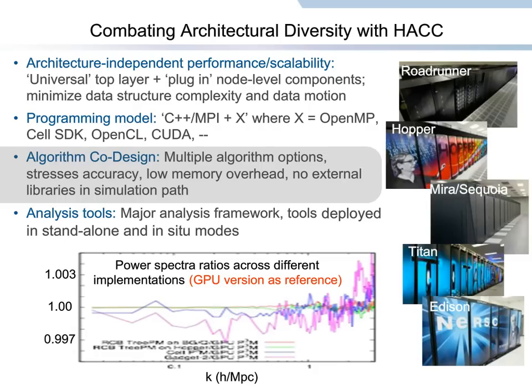So the important thing here is that there is an algorithm co-design. We are not actually co-designing to the hardware, because obviously we cannot control the hardware, but we can control the algorithm. So what we did was we decided to co-design the algorithms against what we knew were the possible hardware futures. So the code has multiple algorithm options. It has a lot of stress on accuracy and on low memory overhead. And one of the other things is that we wanted to run on new machines as soon as they became available in order to be able to tune the code and change things around as quickly as we could.